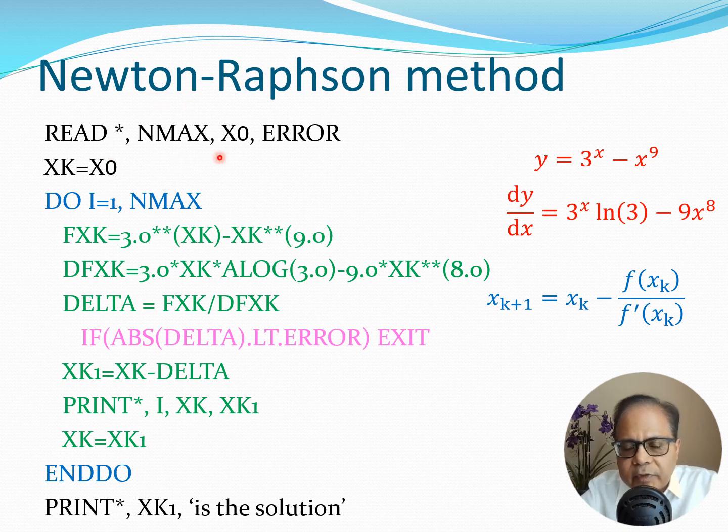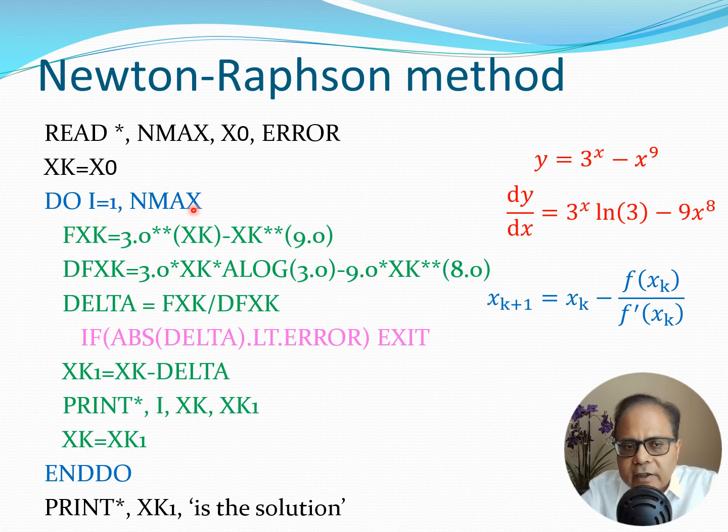I also need something like a maximum number of iterations the code is going to do, that I call nmax, and a small number which is going to dictate my convergence. So I'm going to call it error. Now what I do is I say xk is x0 because x0 is the initial guess. So I start off the algorithm by making this declaration.